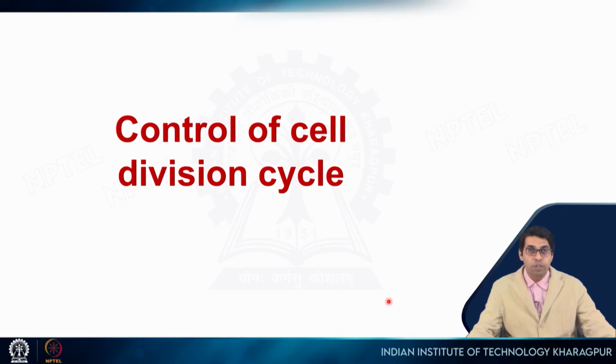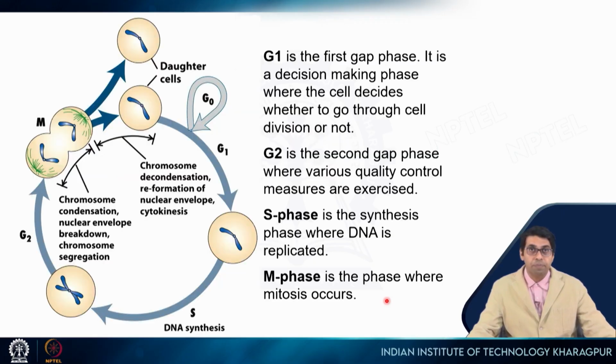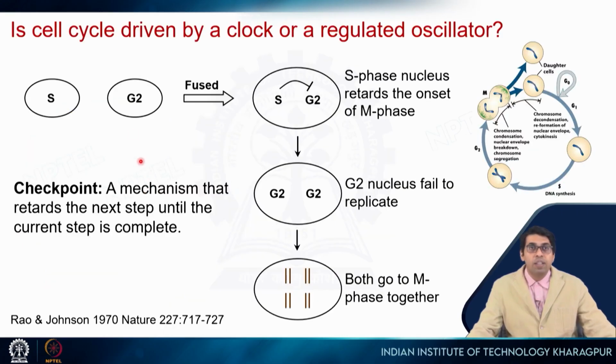Now, we are going to focus on the control of cell cycle, cell division cycle. So, this is just a recapitulation of what we have seen: G1, S, G2 and M, right. So, these are the 4 phases. A very elegant experiment was done almost 50 years back by Rao and Johnson, where they figured out that this cell goes through these different phases and there are checkpoints, right.